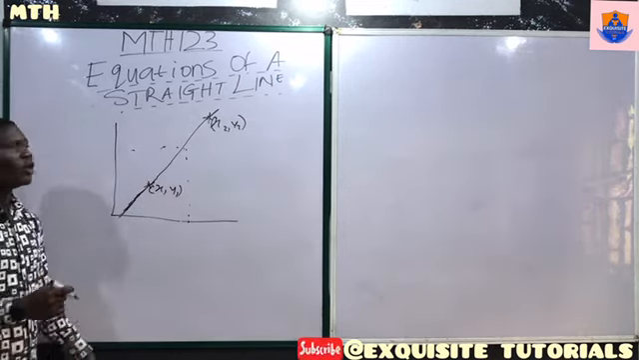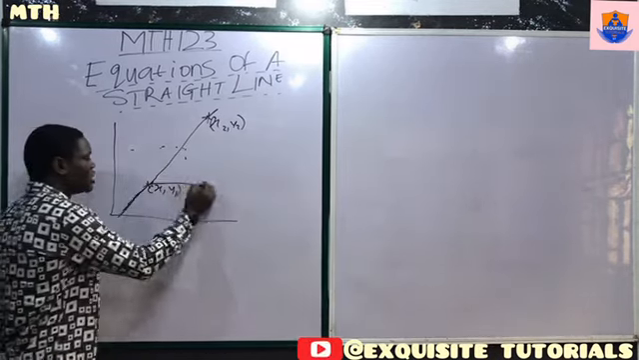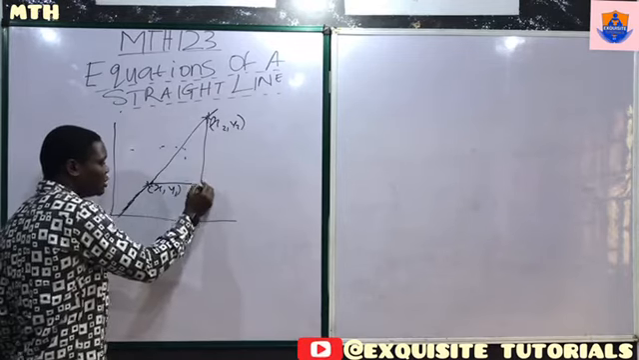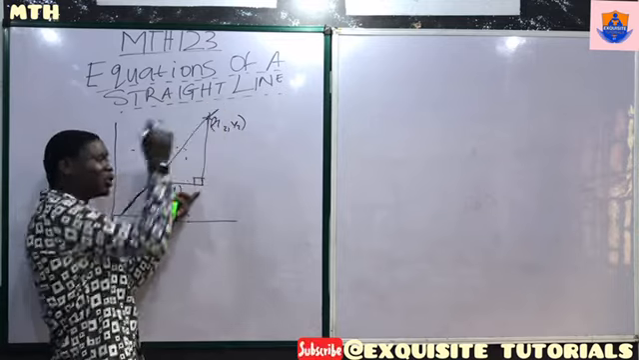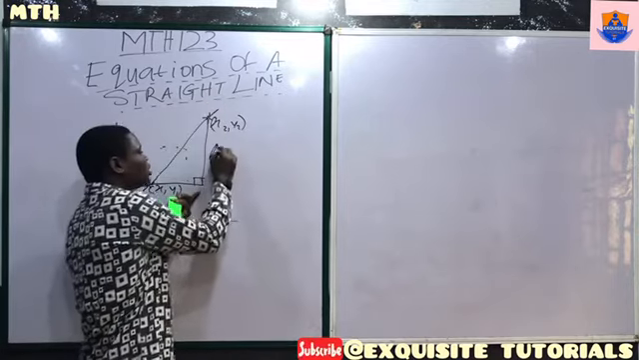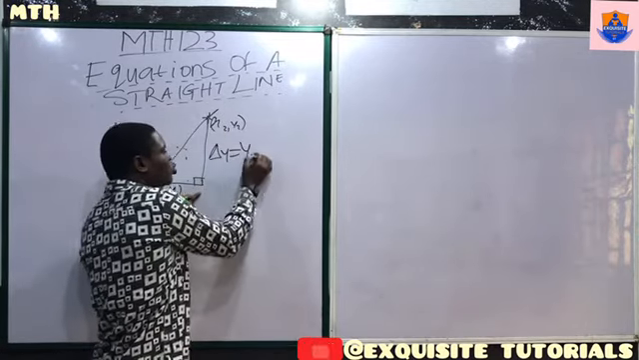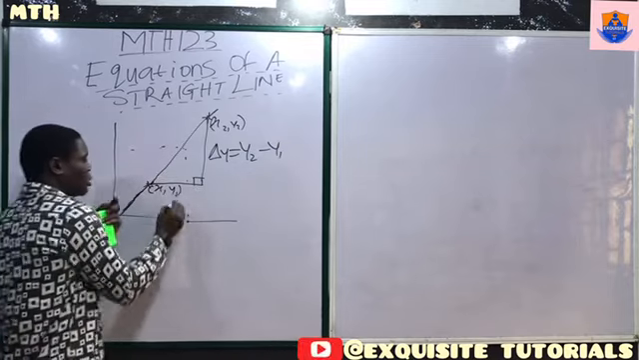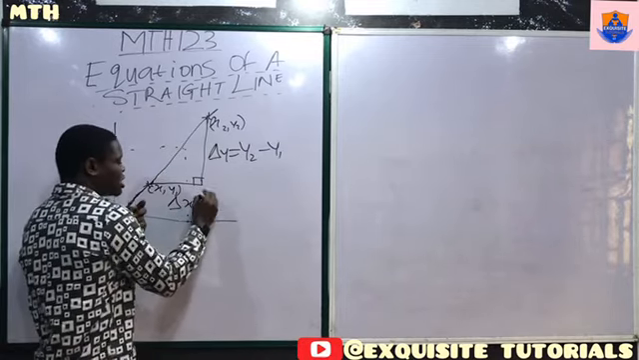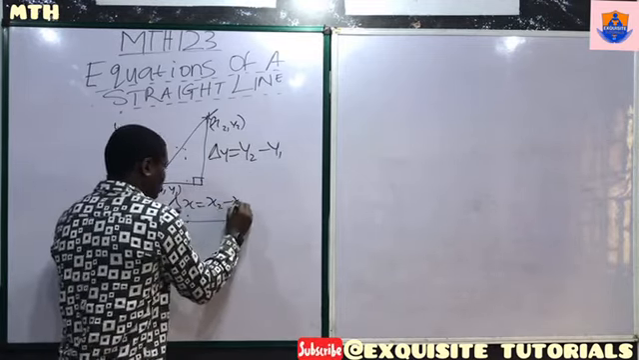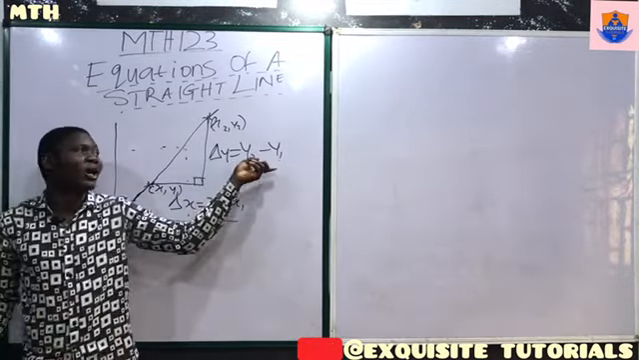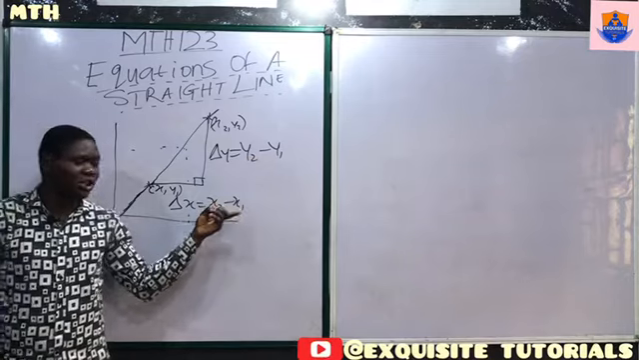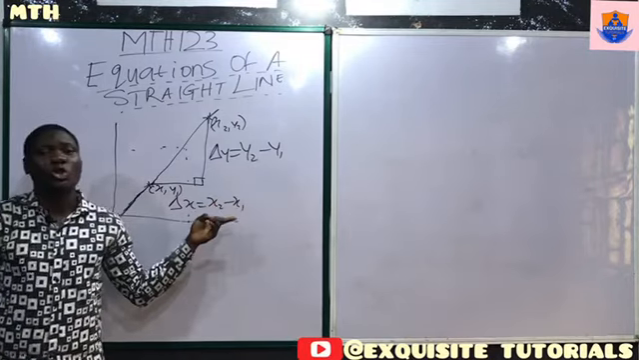But first of all, let's talk about the gradient of this line. The gradient of this line is actually the change in the y-axis, which we did in our first video, that our change in y is y2 minus y1, and our change in x is x2 minus x1. So the gradient of a straight line is the change in the y-axis all over the change in the x-axis. This is what we normally call the slope.